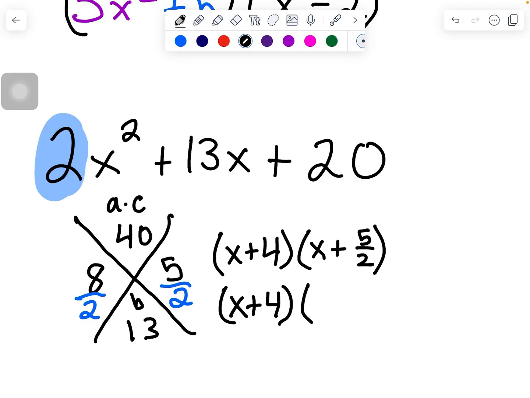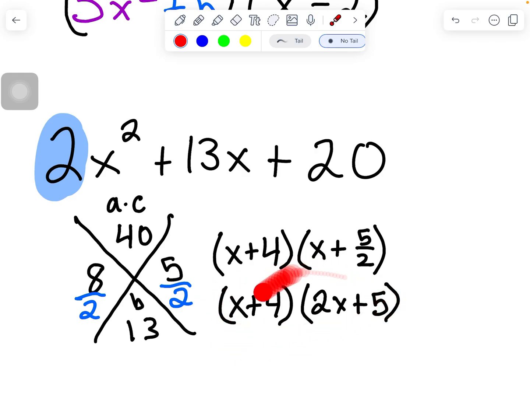And how that looks is I'm going to bring that 2 in front of that x. I'm multiplying everything in x plus 5 over 2 by 2. And if I multiply that fraction by 2, I get rid of my denominator. So I have 2x plus 5. So those are my 2 factors. And that's how we do the big X.